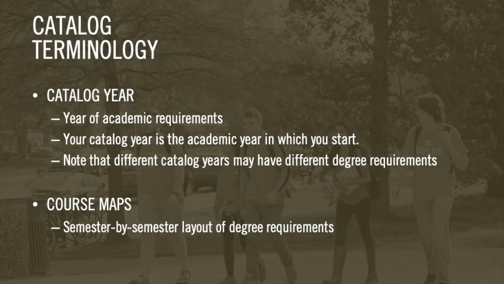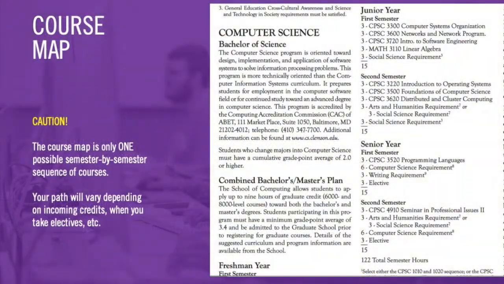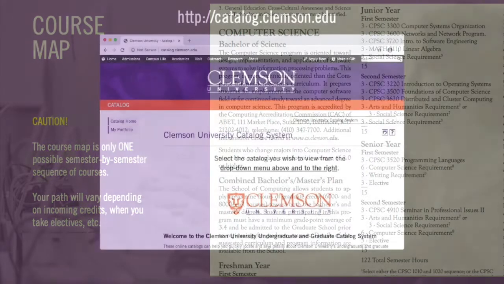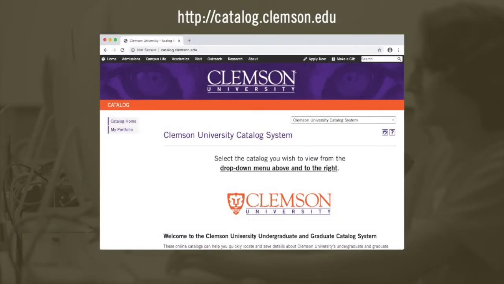A second term associated with the catalog that you will frequently hear at Clemson is the term course maps. Course maps refer to the semester-by-semester layout of your degree requirements. Please note the semester-by-semester format is only one possible way that you can complete your degree, and very few students follow this map exactly. Your path will vary depending on incoming credits and when you take your electives.